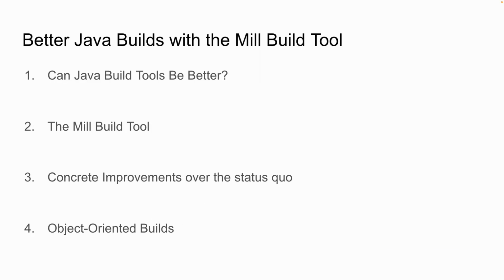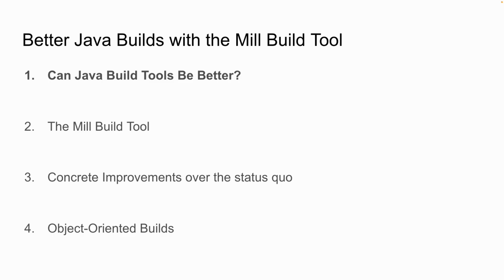This talk will have 4 sections. We'll talk about can Java build tools be better? Is it even possible to improve, or is it already the best we can expect? We'll talk a bit about Mill, which is one of the open source projects I've been working on that tries to explore this problem space a bit. And we'll talk about what concrete improvements that we can demonstrate. And one of the interesting ideas, which is these object-oriented builds down at the bottom, that the Mill build tool does very differently from most other build tools out there.